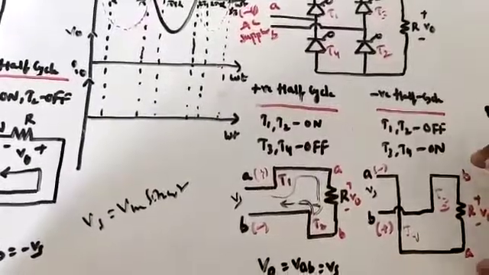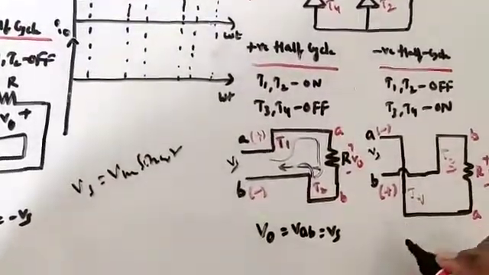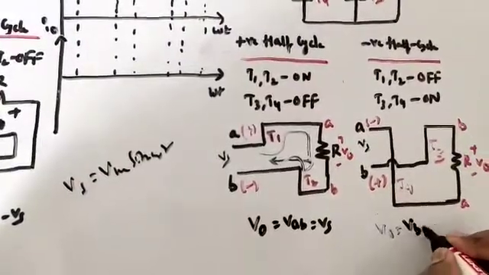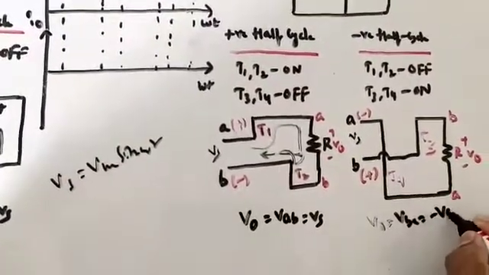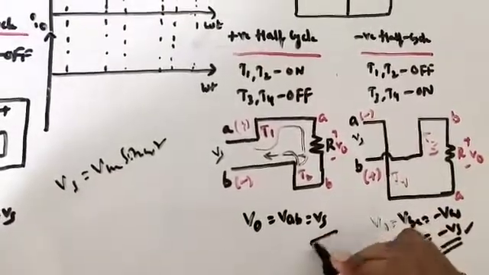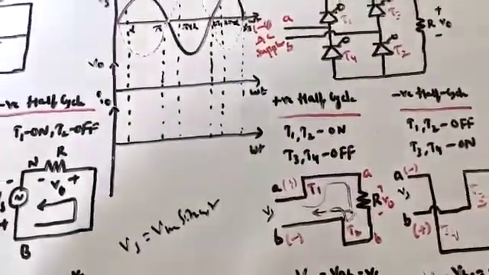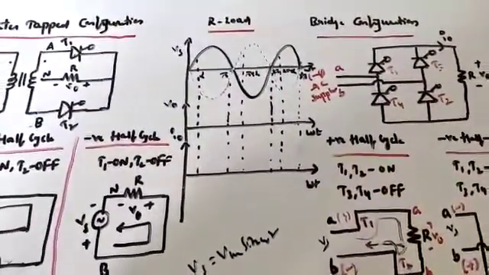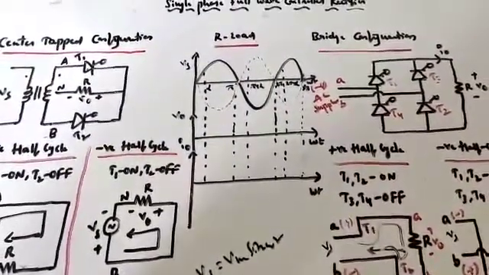So what is the output voltage? V0 equal to VBA. VBA is nothing but what? VAB, that is nothing but negative Vs. Understood? Yes. So this is what you are having. This is the entire representation.